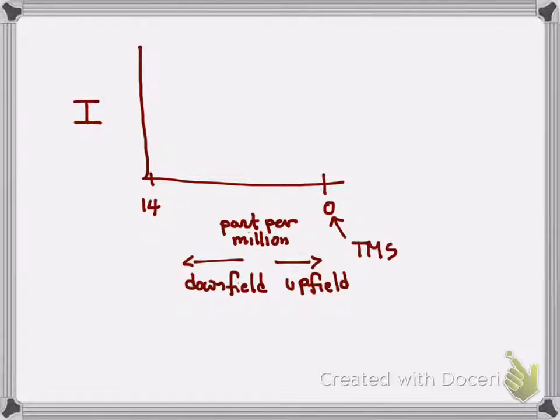Okay, so TMS is 0. It's a part per million scale. Let me explain how this works. We have a 90 megahertz NMR. What's that mean? 90 million hertz is the native frequency for our instrument. We do everything relative to that native frequency.